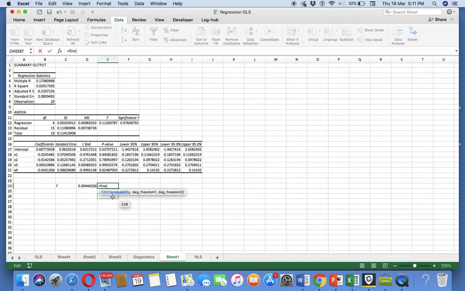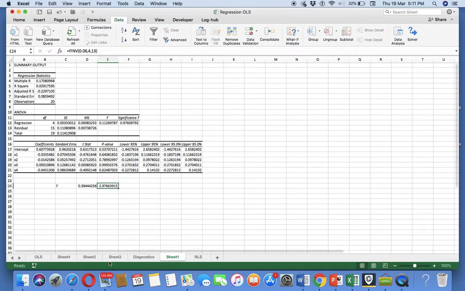It asks you what's the probability. So we will take a 5% level of significance. It takes a first degree of freedom, which is equal to 5 minus 1, 4. Second degree of freedom, which is equal to 14. We close the bracket and we get the table F. The calculated F is less than the table F. Therefore, the test is not significant. There is no presence of heteroscedasticity at all.